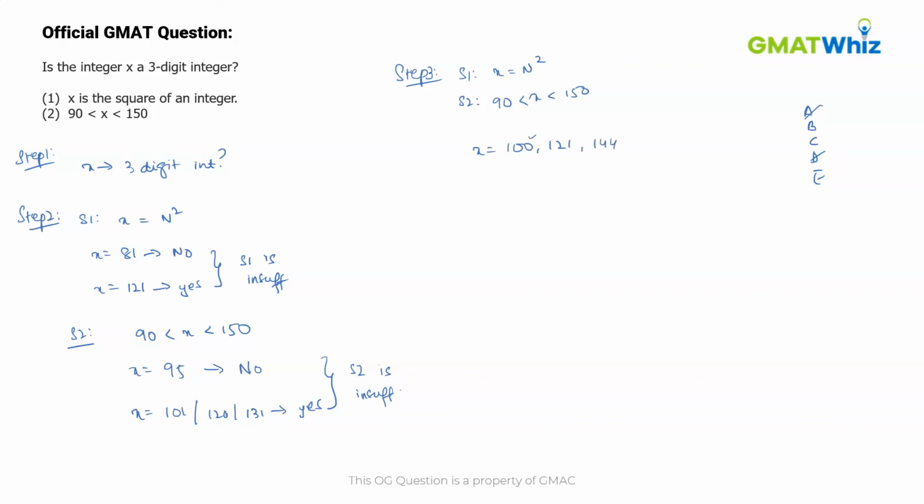Now we can see that all three of these numbers are squares of an integer and they lie within the given range mentioned in statement 2. Also, they are all 3-digit integers. So we can conclude that the answer to the question would be yes, x is a 3-digit integer. Hence, the correct answer is option C.